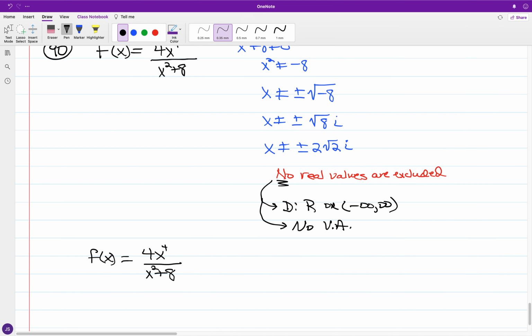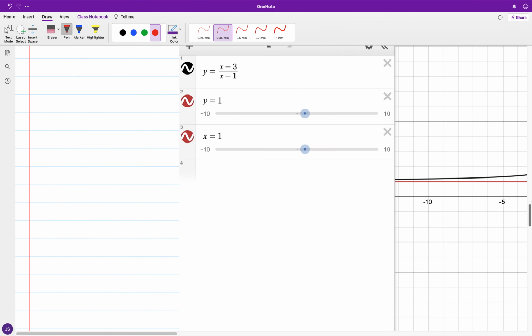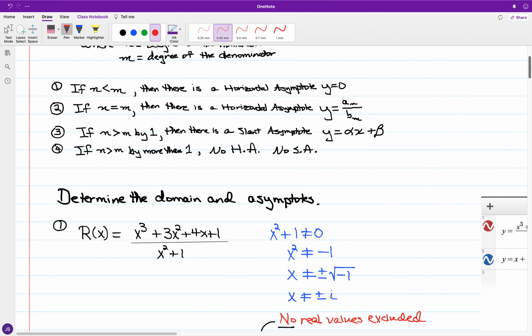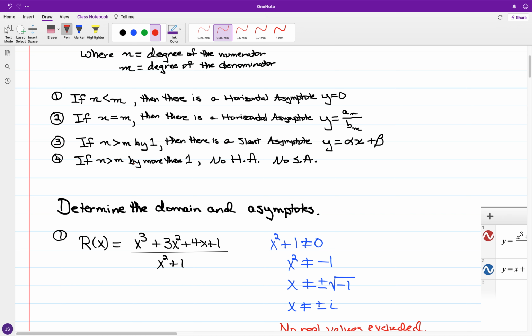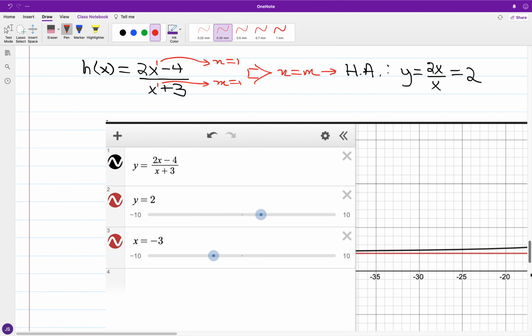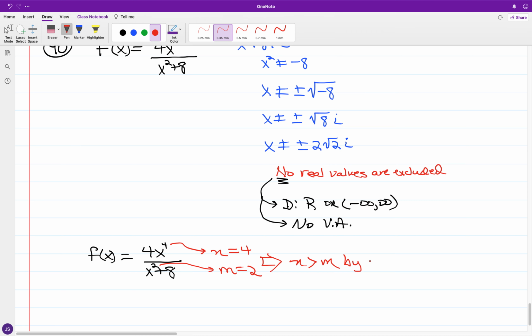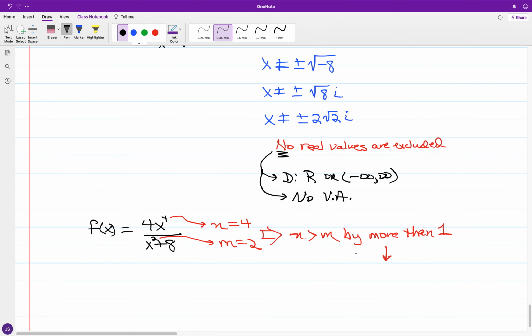Then we'll have for 4x to the fourth over x squared plus 8, if we look at degree comparisons, I have n is equal to 4, and we have that m is equal to 2. And guess what? Looking at the comparison between n and m, now n is greater than m, and there'll be a couple of consequences that can potentially arise from the framework here. You have n greater than m by 1, or in this case, n greater than m by more than 1. And so we're not going to have any horizontal or slant asymptote. So we already have no vertical asymptote, and guess what, I'm not going to have any horizontal or slant asymptote either.